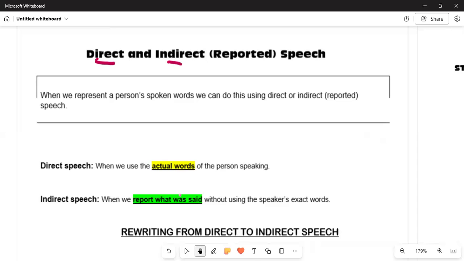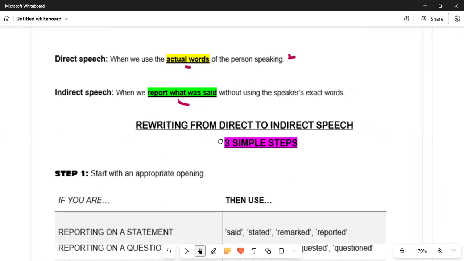Direct speech is when we use the actual words of the person speaking. You must know that they are the actual words, your actual words. And then indirect is when we report what was said by you without using the speaker's exact words. We would see that in articles in magazines, and the direct is by a person uttering those words. So let us see how we can achieve that.